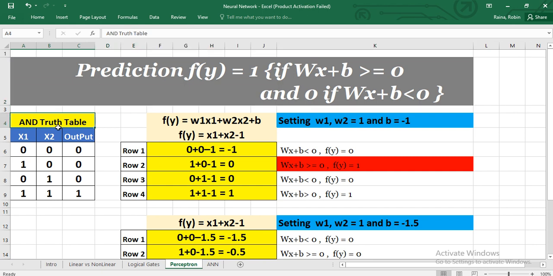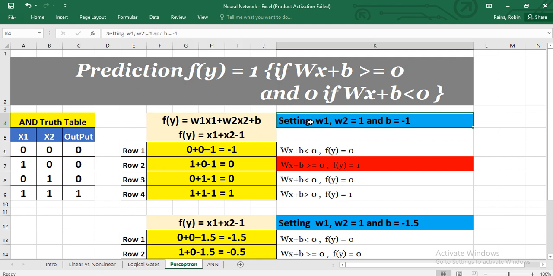If you look at the truth table of the AND, you will see we have inputs x1, x2. When both the inputs are 1, then it yields the output as 1. Now what formula do we have? F of y is equal to weight 1 x1 plus weight 2 x2 plus bias.